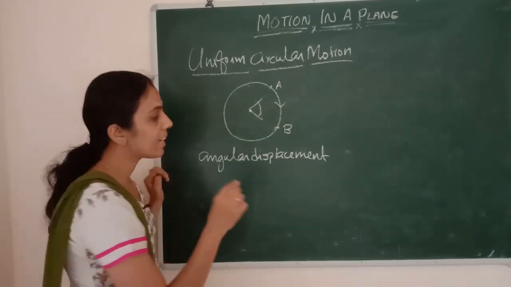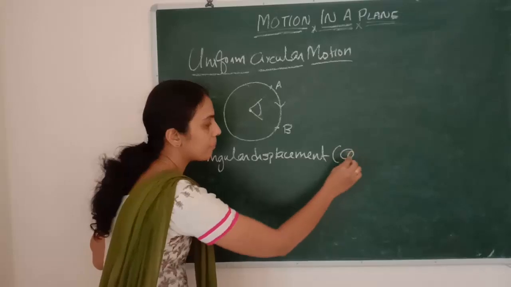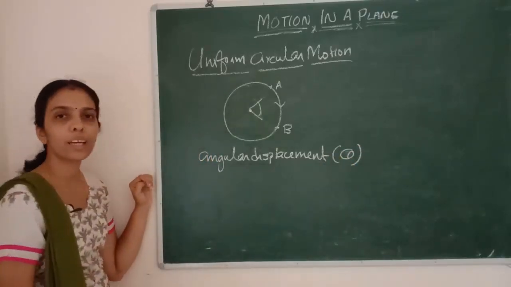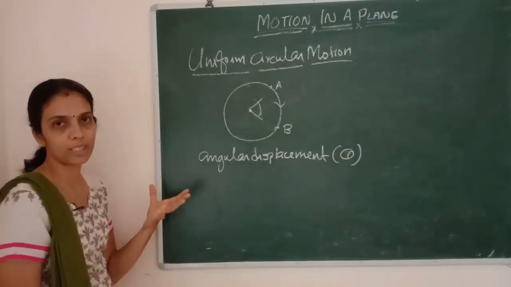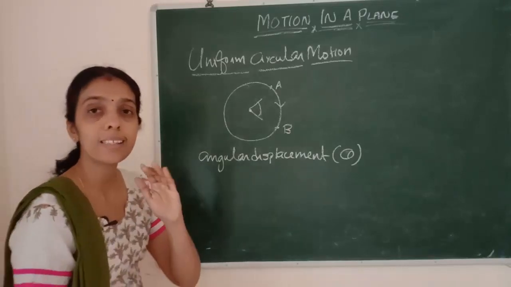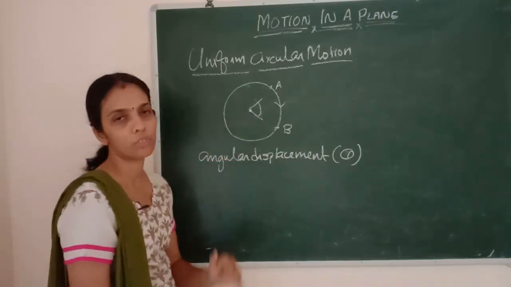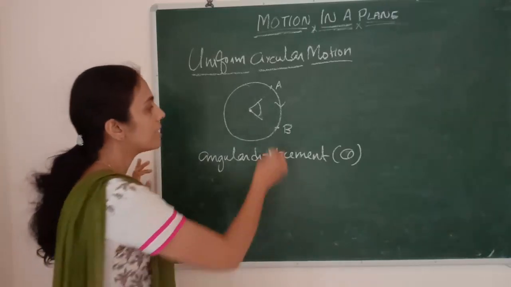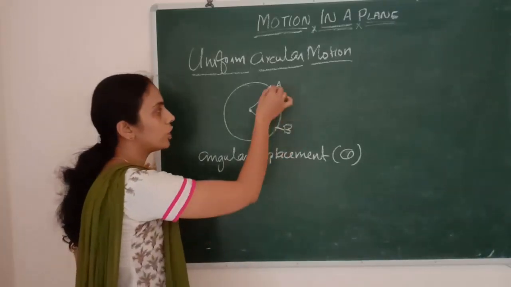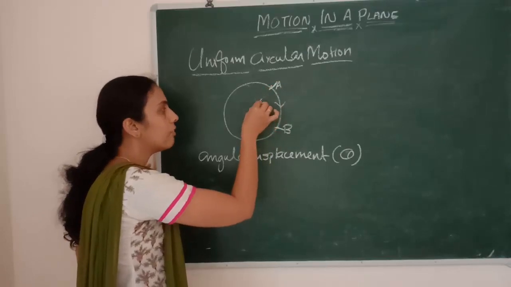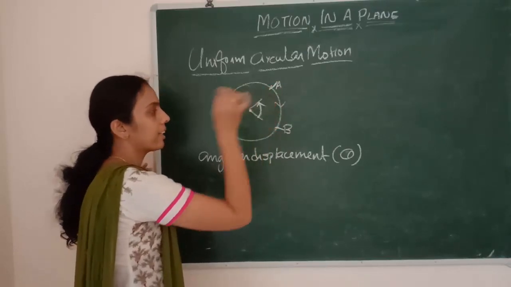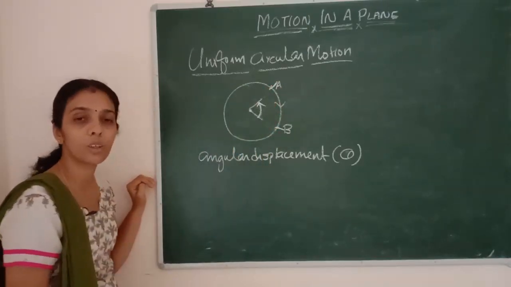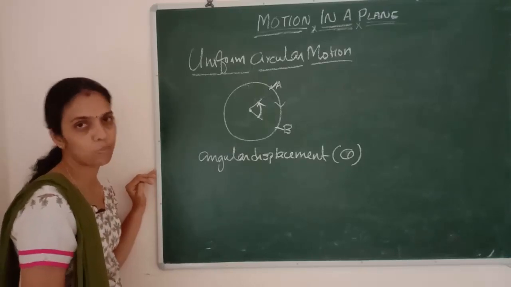Okay, it is represented with the symbol theta. This is angular displacement, the angular distance covered by the displacement of the object. See, from the final position to the initial position, if I am considering the angle, what is the angle covered? That is called the angular displacement.